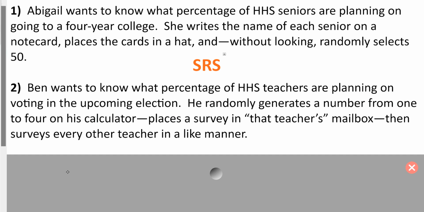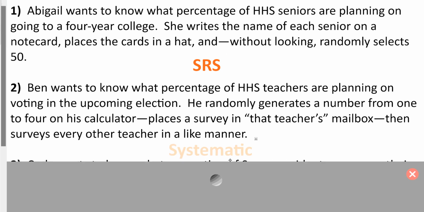Number 2, Ben wants to know what percentage of Hamilton High School students are planning on voting in the upcoming election. He randomly generates a number from 1 to 4 on his calculator, places a survey in that teacher's mailbox, and surveys every other teacher in a like manner. So it's like every 4th teacher. Well, that's systematic. It's every 4th. So every fourth teacher is going to get the question.